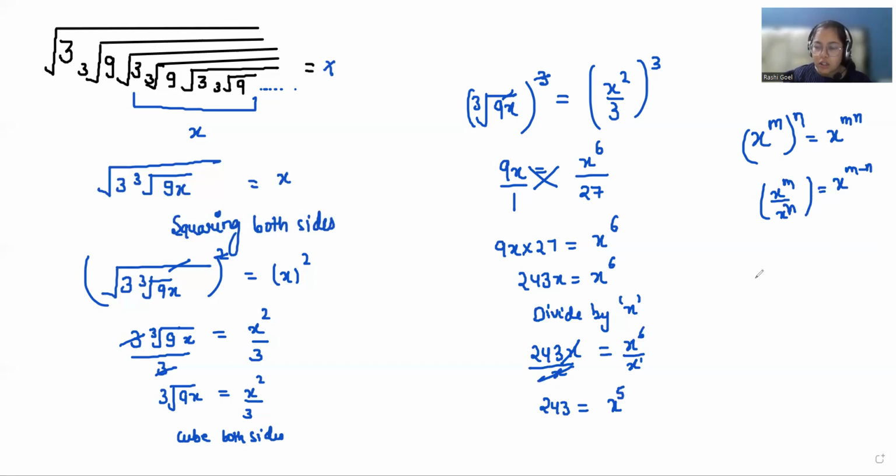So 243, we can write it as 3 times 3 times 3 times 3 times 3, that is 3 power 5. So x power 5 is equal to 3 power 5. So as we know that if the powers are equal, the bases are also equal, so the value of x is 3. That's how you can find the value. I hope it's clear and easy to solve.